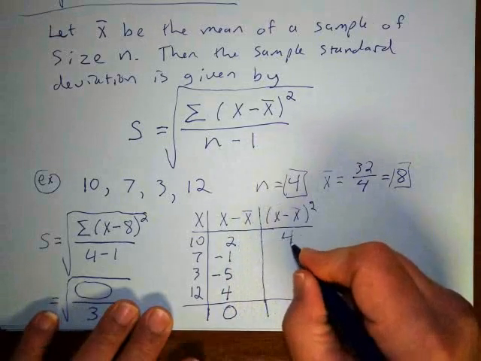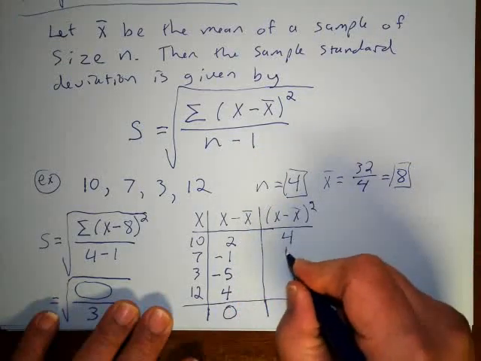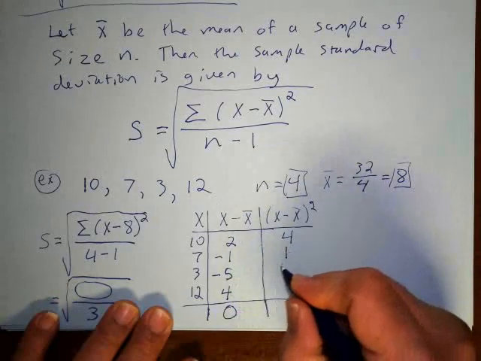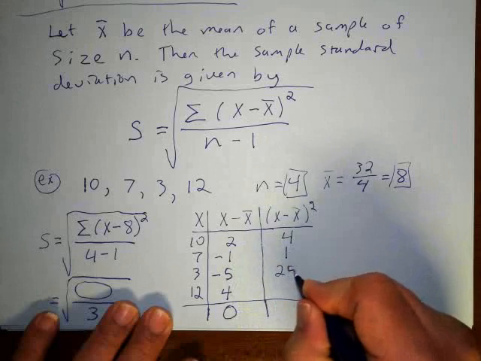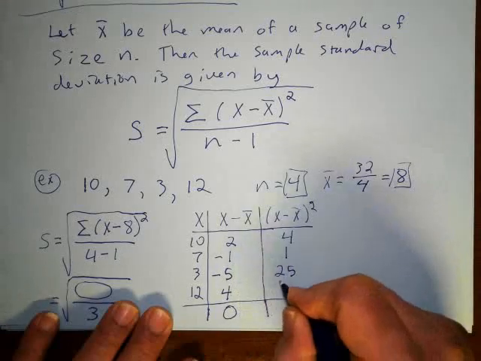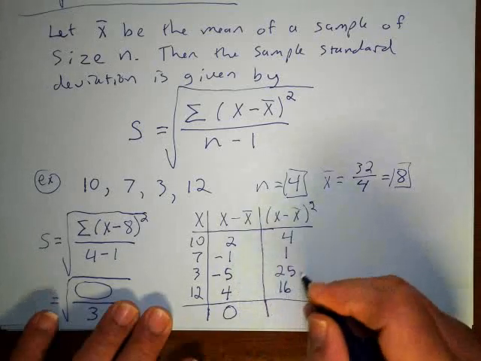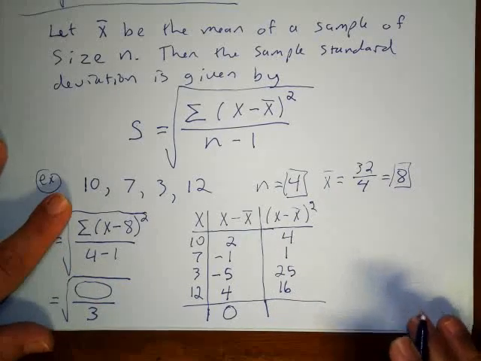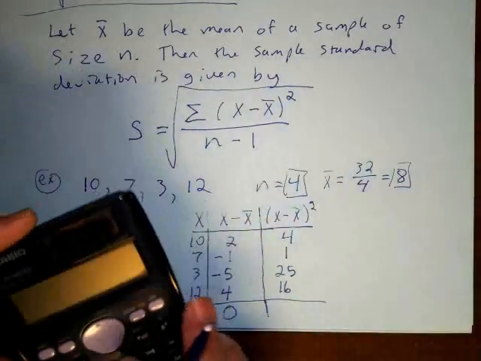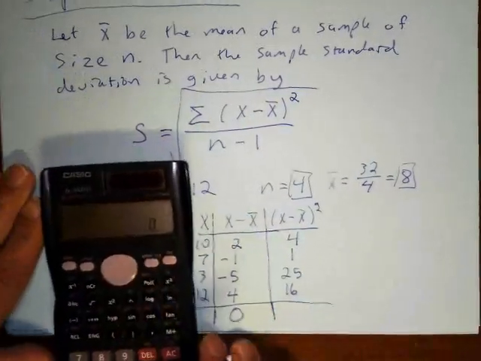So 2 squared is 4, negative 1 squared is positive 1, negative 5 squared is positive 25, and then 4 squared is 16. Okay? And then let me warn you real quick about if you're using your calculator to square the numbers.